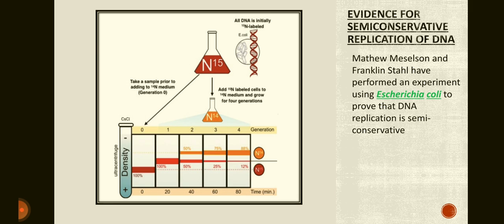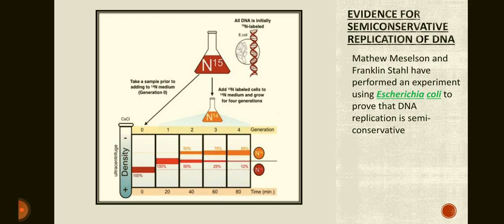Now, the evidence for semi-conservative replication of DNA. Matthew Meselson and Franklin Stahl performed an experiment using Escherichia coli to prove that DNA replication is semi-conservative. So what is the Meselson and Stahl experiment? They grew E. coli first in heavy nitrogen 15, then in lighter nitrogen 14.